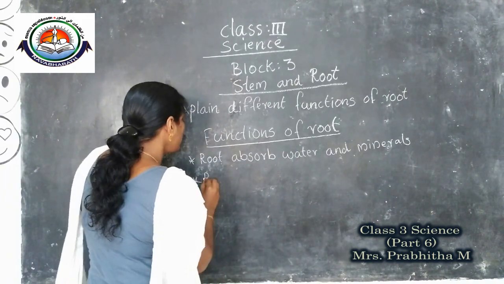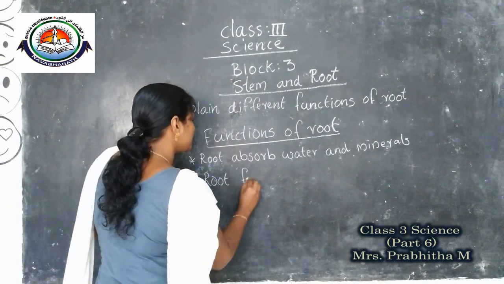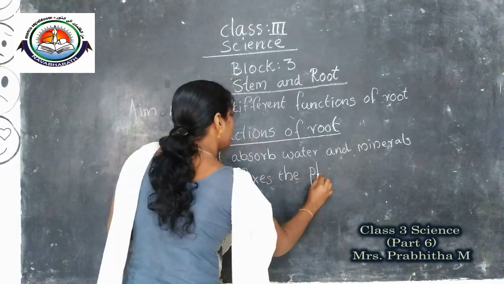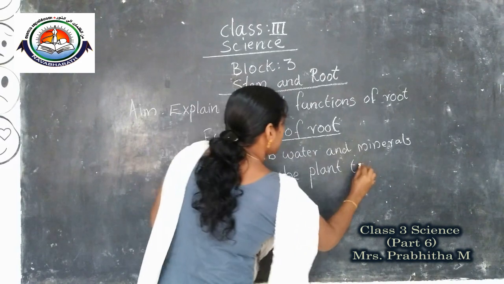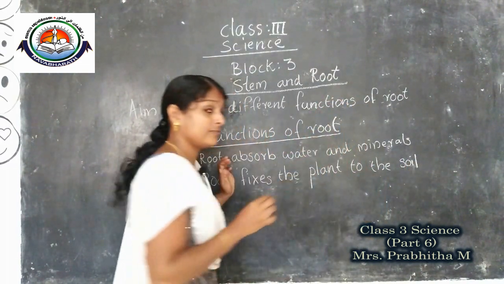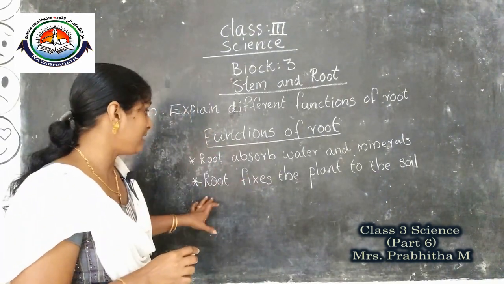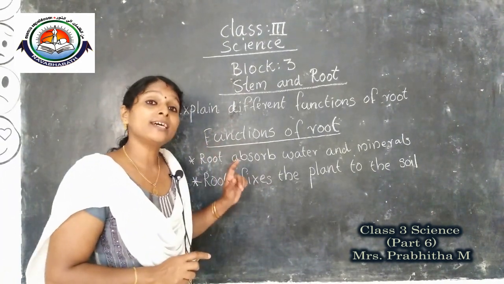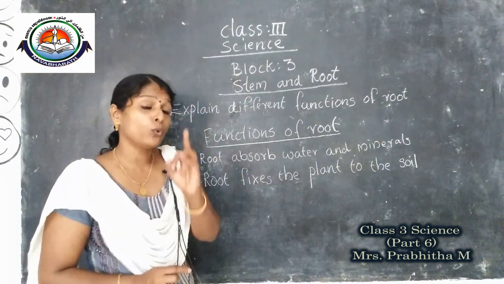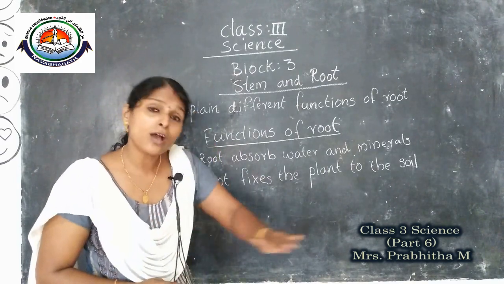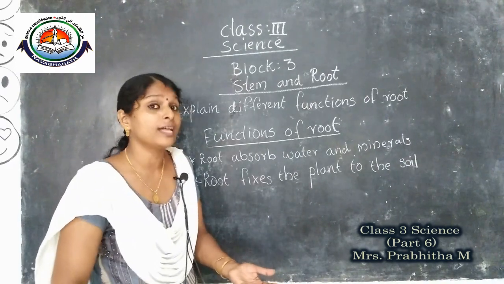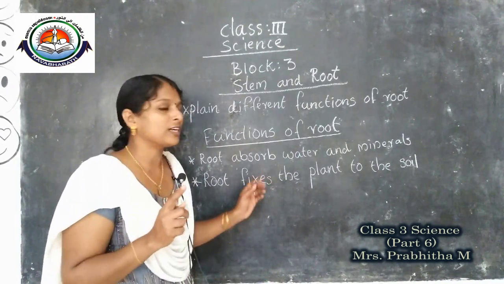Root fixes the plant to the soil. So now we studied two functions. Which are the two functions? First function is root absorb water and minerals from the soil. Second function is root fixes plant to the soil. No root, then the plant cannot fix on the soil. So two functions we studied.